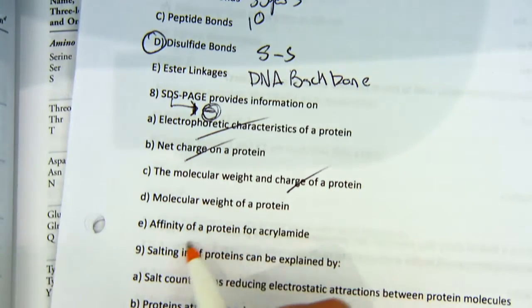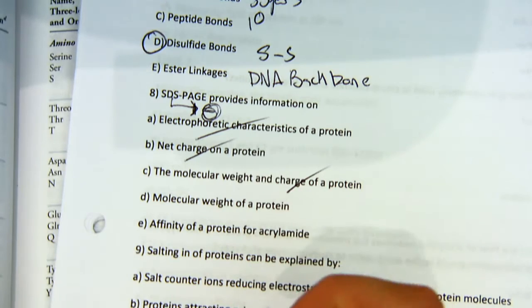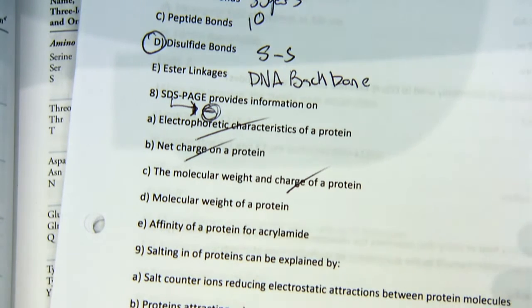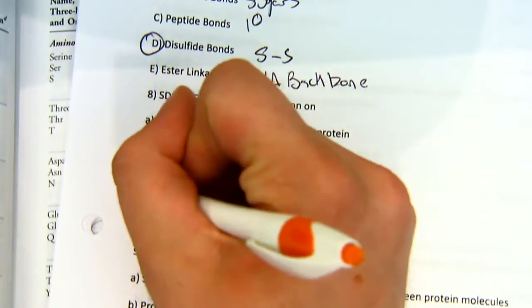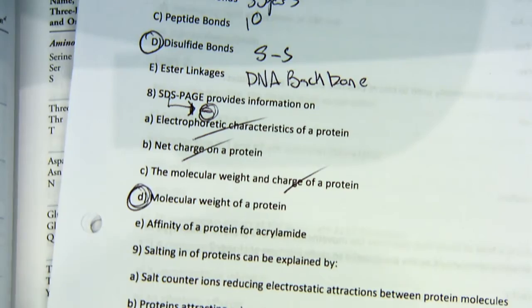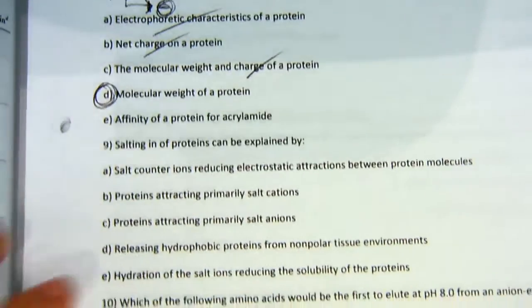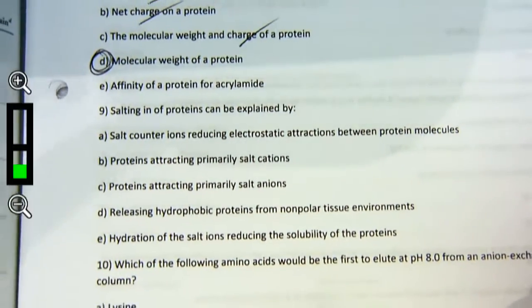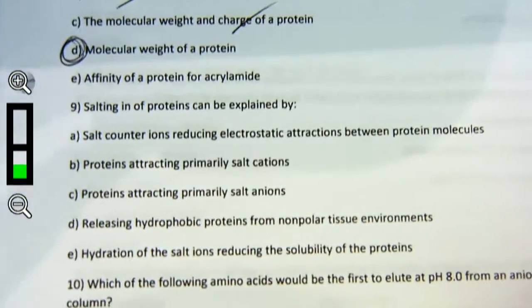Affinity of protein for acrylamide. Acrylamide's just the gel it goes through. It's like a material. That doesn't really tell us anything, right? So, molecular weight. Cool. All right, so another experiment.